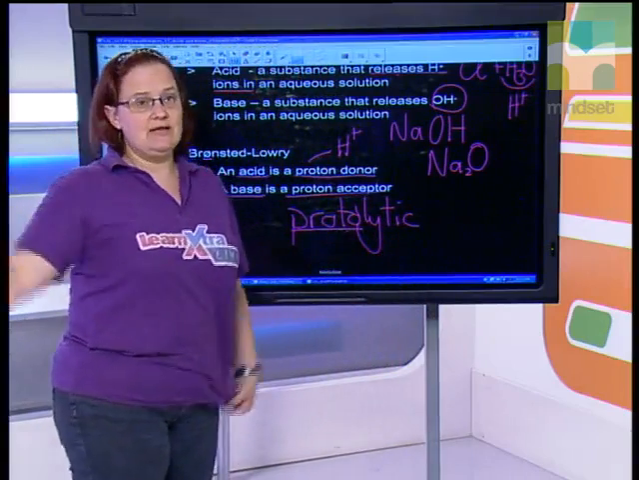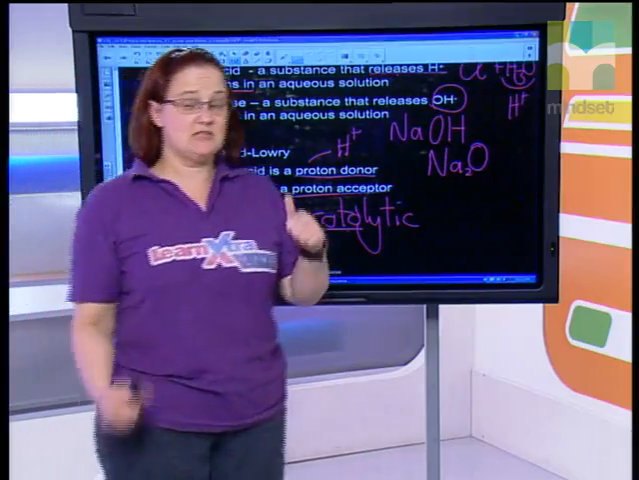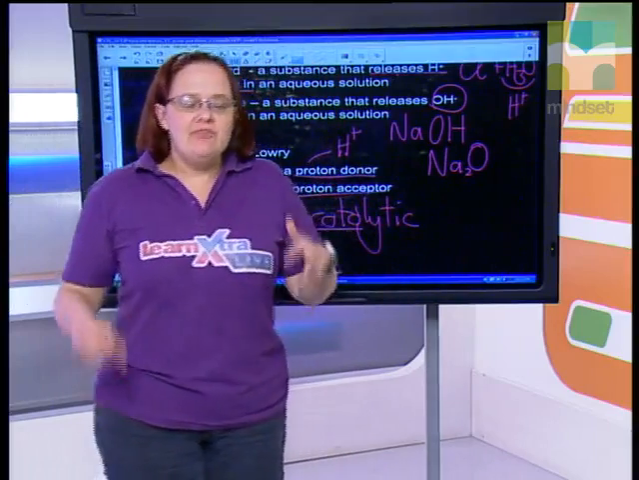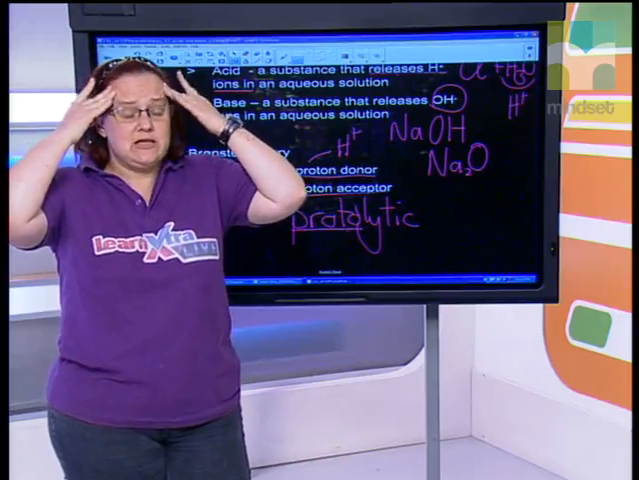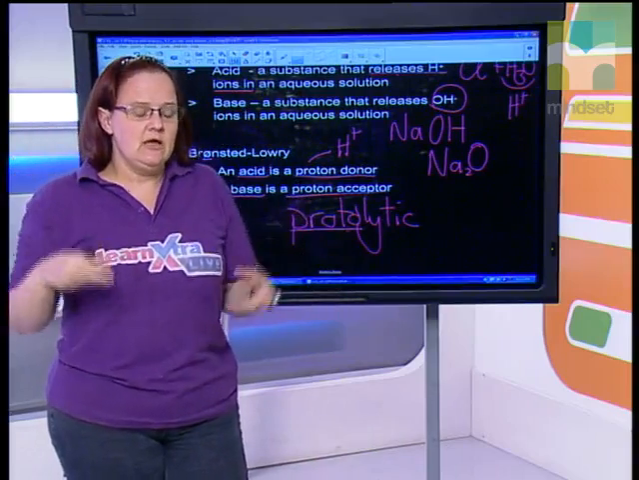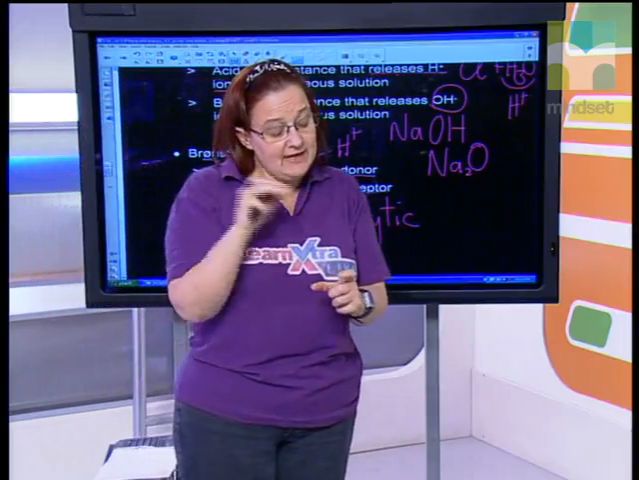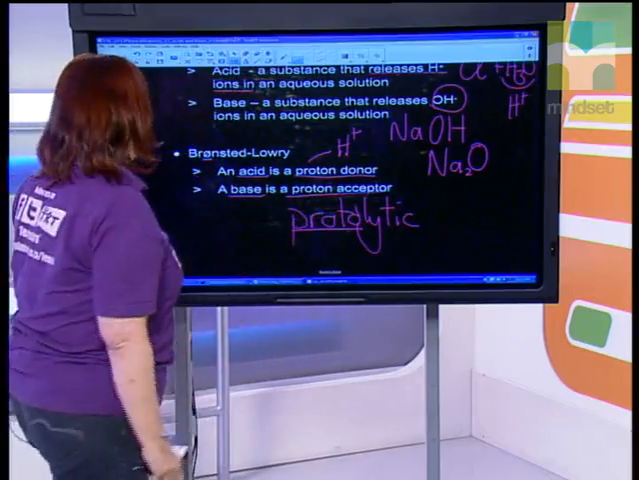So Bronsted-Lowry give us a much better definition of what an acid and a base is. Acid is a proton donor. Base is a proton acceptor. That's something you really must keep in the back of your mind when we get to the section on conjugate acids and bases. Because you've got to look at your formulas and ask, can I give away a hydrogen? Can I take a hydrogen? And how does it change?